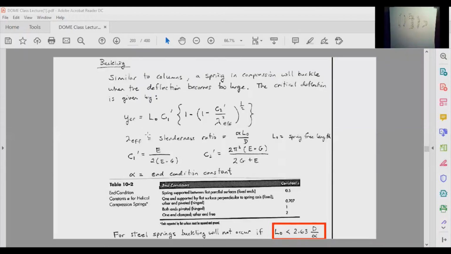I'm going to share my screen so you can quickly see it. Okay, this is our critical deflection, and the critical deflection is a function of the free length of the spring. C1 prime and C2 prime are all constants and are given to you. And lambda, as I mentioned last time, is going to be equal to this. It's a slenderness ratio, essentially the ratio of the length over diameter. Alpha is going to depend on the end conditions. So if the spring has one end clamped and the other end free, then alpha is 2, and you're going to use a stick.